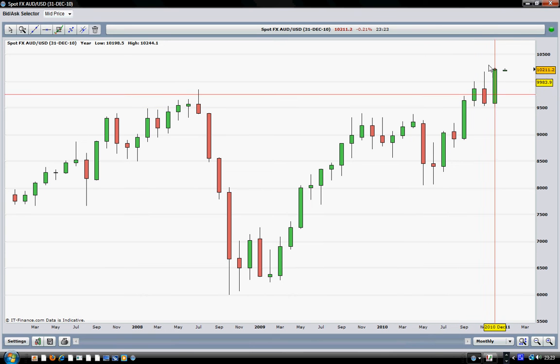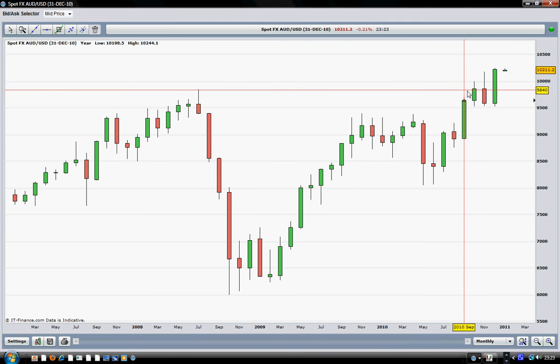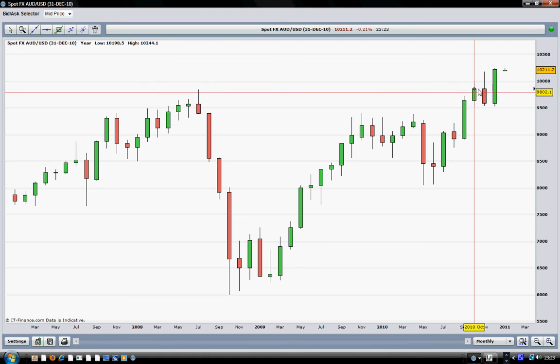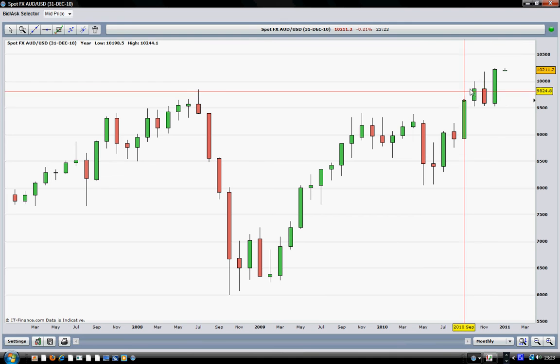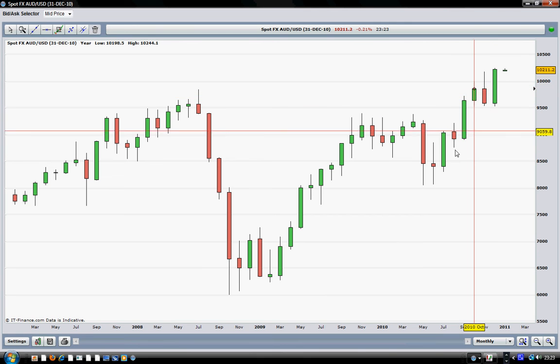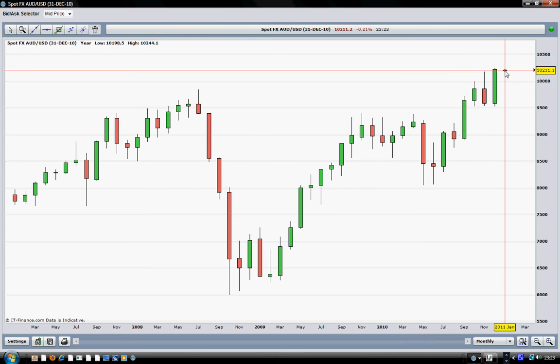All of them are monthly candles. This is the first one that hit this level here with a bit of selling on top. As you can see, the shadow on top of this candle here, followed by a down candle. So one up, one down, one up, and we are waiting for one down.